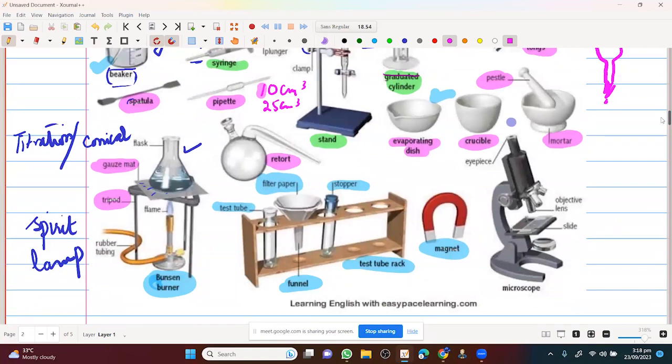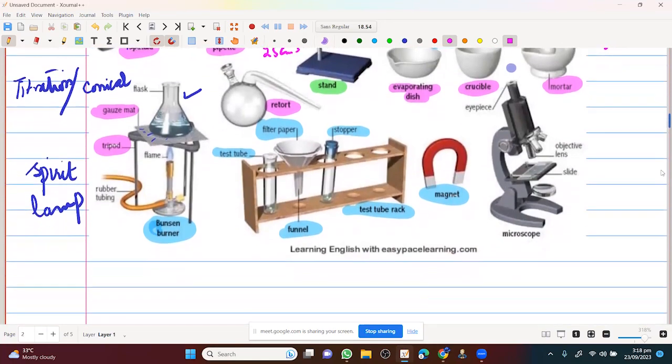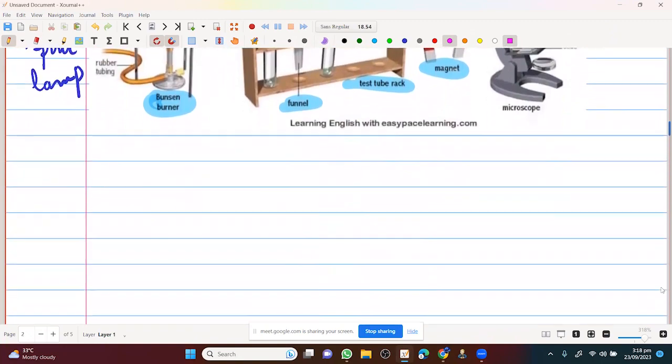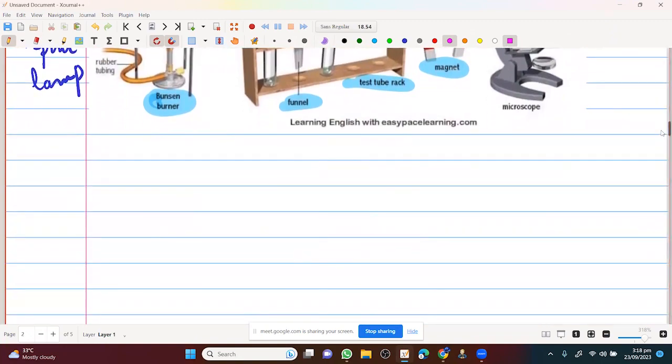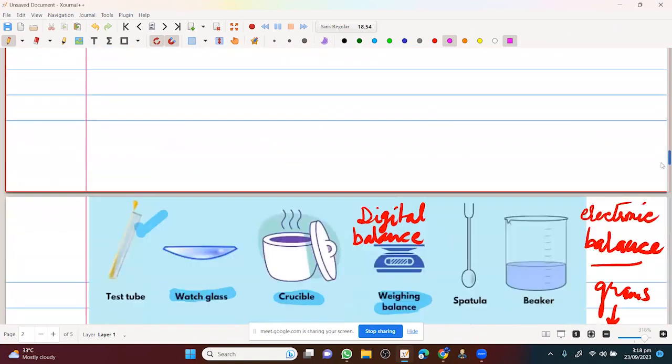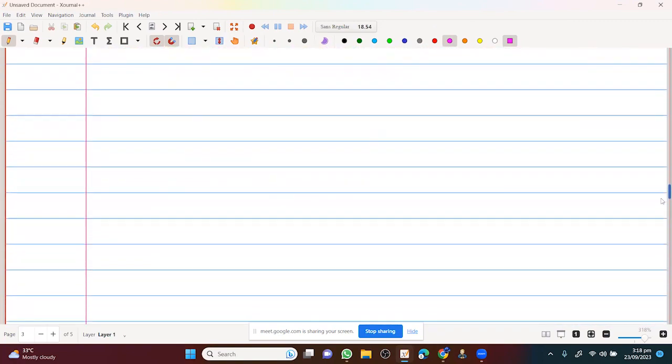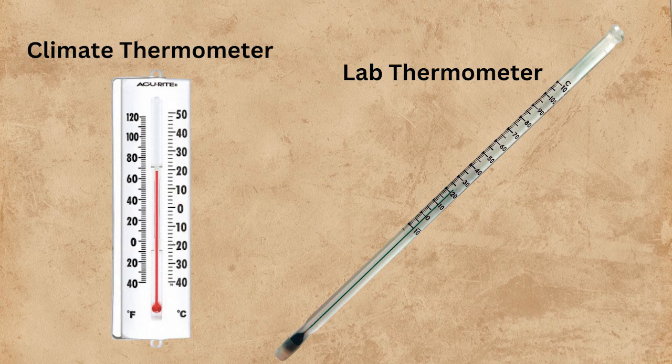Ma'am, what is the difference between the clinical thermometer and the lab thermometer? The range of the clinical thermometer is less, whereas the lab thermometer has more range. That range will move up beyond 100, 200 degrees centigrade, depending upon the level at which you are measuring. So there are different categories or ranges of thermometers through which you can measure.